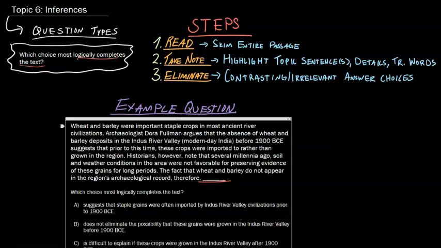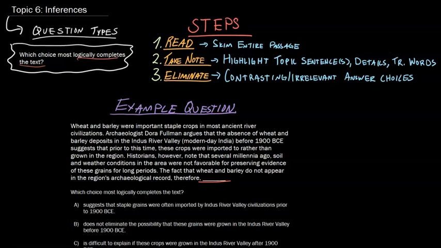So the first thing is you want to skim all of the passage. Don't read every single word. Just kind of look over it and take note of which words are either details or transition words, as we covered in topic 5, and make sure if you see a topic sentence like this one, usually the first sentence, wheat and barley were the most important staple crops in most ancient river civilizations, definitely take note of that too.